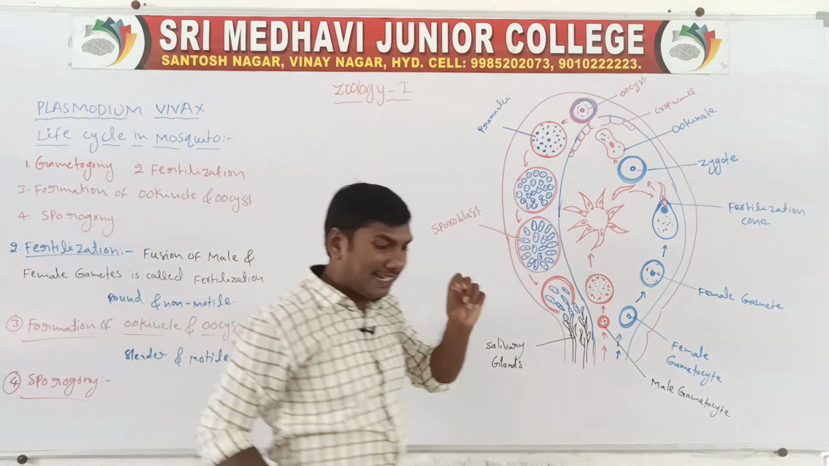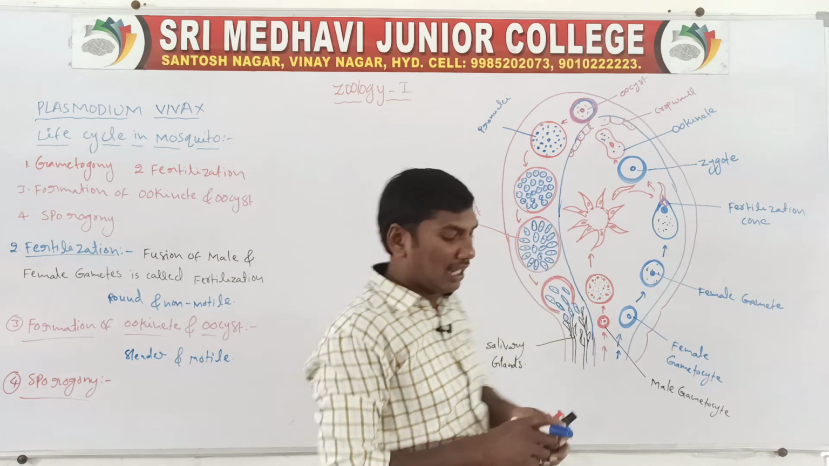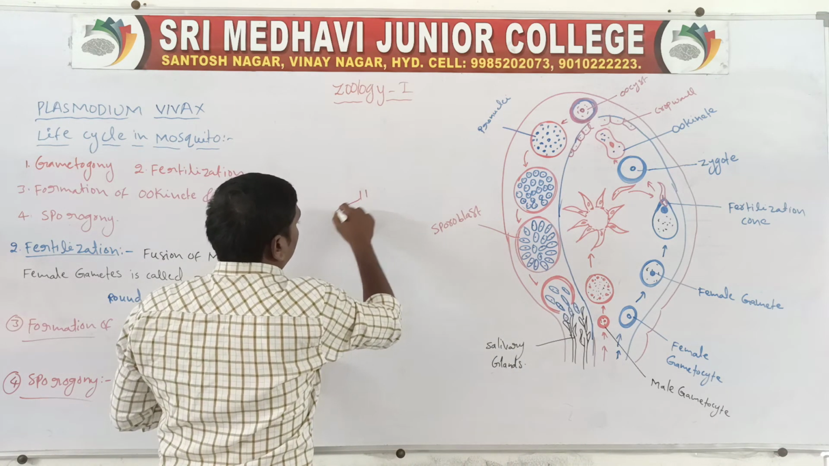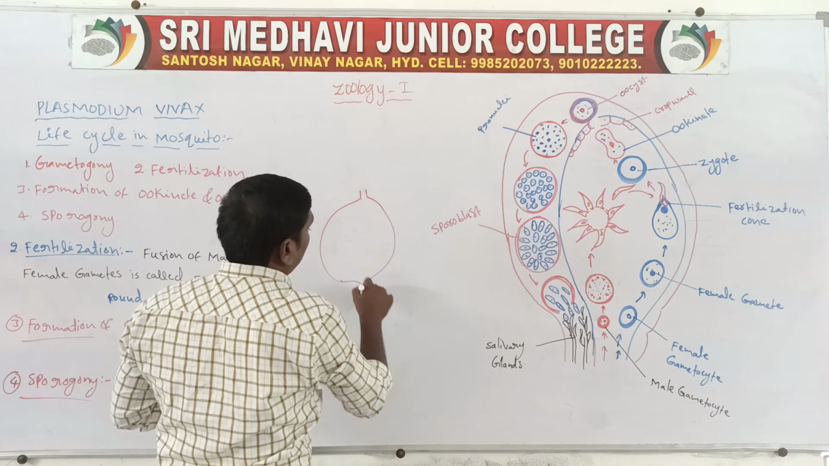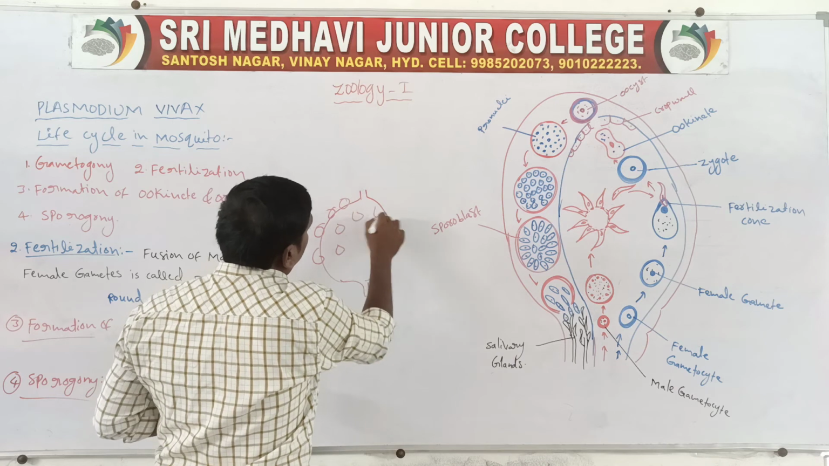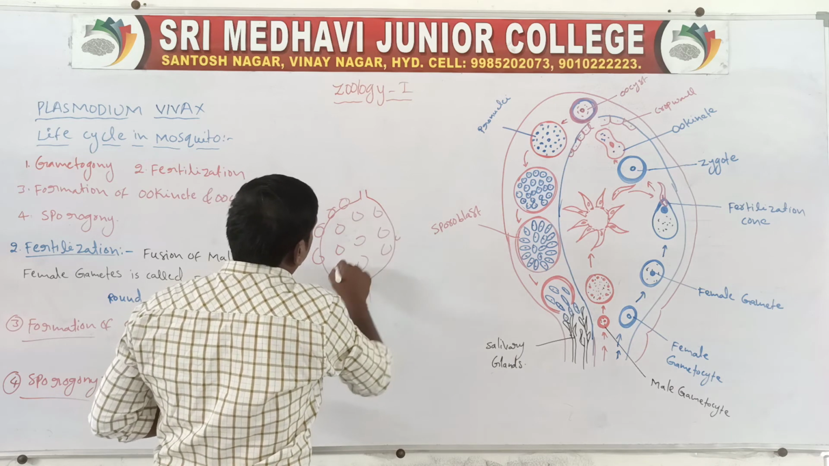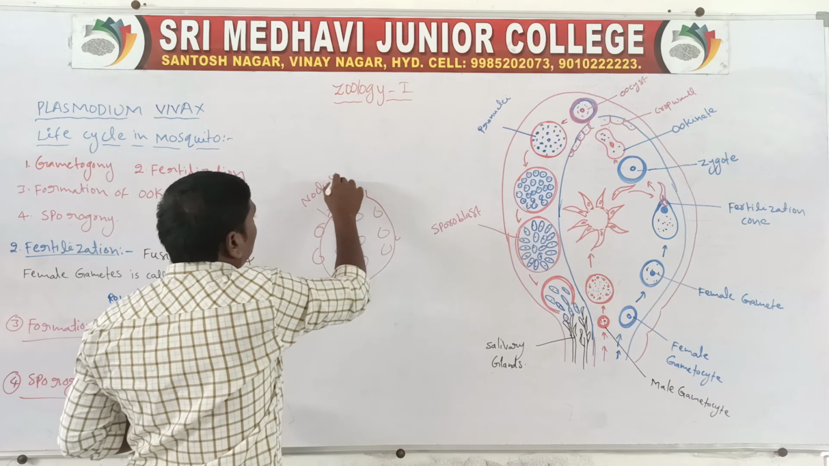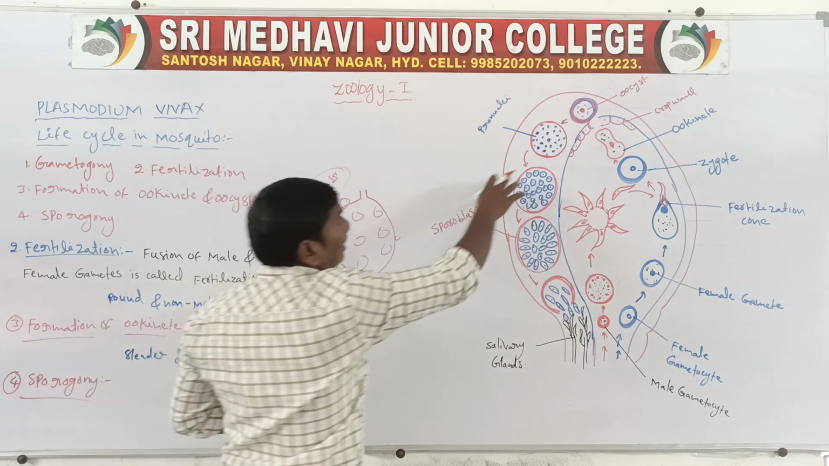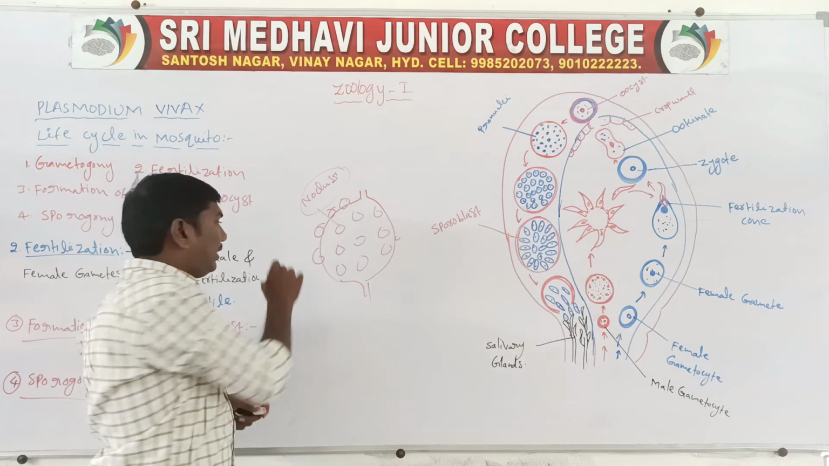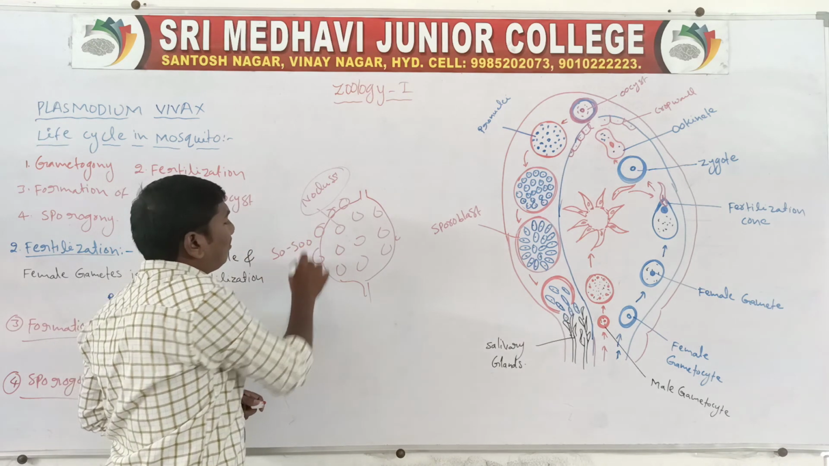So these are identified by the scientist Ross. On the crop of the mosquito, they contain 50 to 500 nodule-like structures. So the oocysts are present on the crop of the mosquito, 50 to 500 in number.